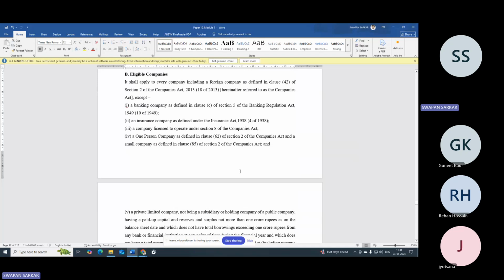Now, the eligible companies. It shall apply to every company, including a foreign company as defined in clause 42 of Section 2 of the Companies Act 2013, hereinafter referred to as the Companies Act, except a banking company as defined in clause C of Section 5 of the Banking Regulation Act, an insurance company as defined under the Insurance Act 1938, a company licensed to operate under Section 8 of the Companies Act, a one-person company as defined in clause 62 of Section 2, and small companies as defined in clause 85 of Section 2 of the Companies Act 2013.